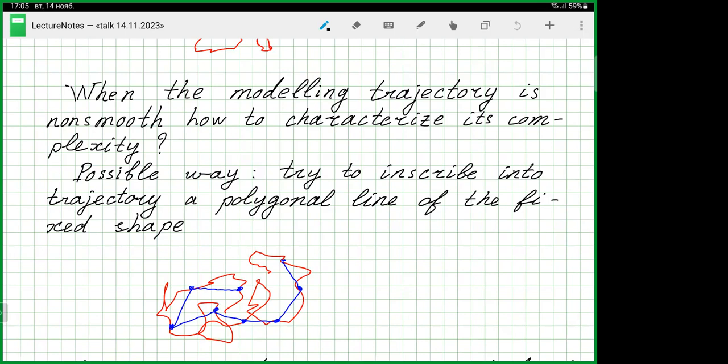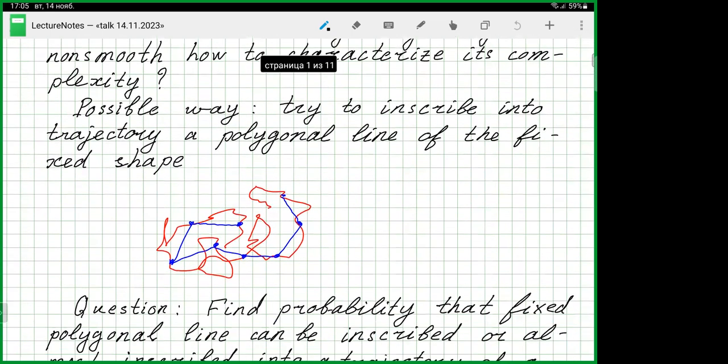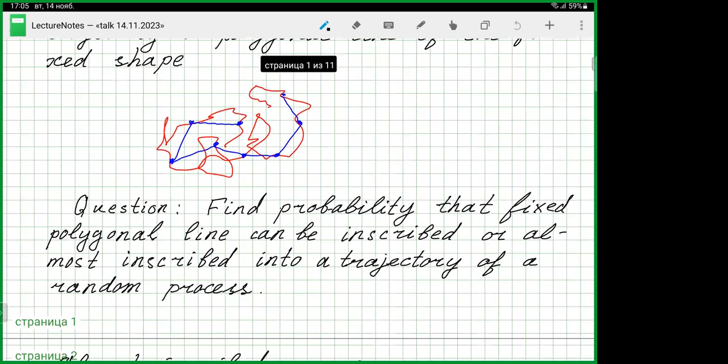So we have such an idea. The more complex a polygonal line can be inscribed in the trajectory, the more complex is the shape of the trajectory. This is just one of the ideas for how to say that, for example, this non-smooth trajectory is knotted and so on. So the question is to find the probability that a fixed polygonal line can be inscribed or almost inscribed into a trajectory of a random process.